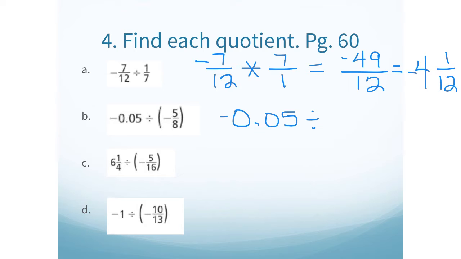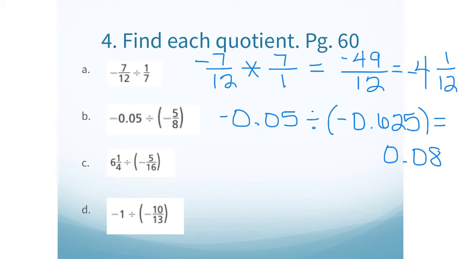So we divide negative 5 by 8, and we get negative 0.625, or negative 625 thousandths. Using our calculator, we can find the quotient of these two and find that is 0.08 or 8/100.